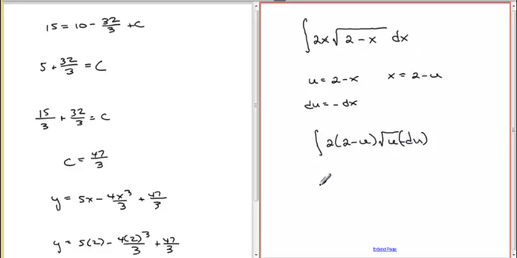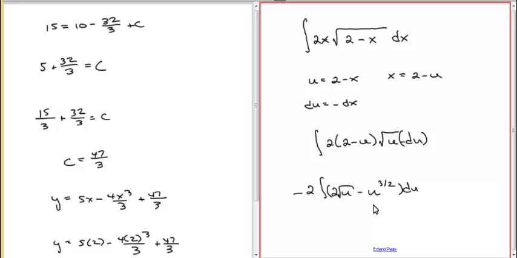Now at that point, we could factor out a 2. And then if you multiply, you want to multiply this out, so you'll get 2 times the square root of u, minus u times the square root of u, which is u to the 3/2 power. And that whole thing here is times negative du. So let's go ahead and factor out the negative sign. So this negative comes out here, this 2 comes out.